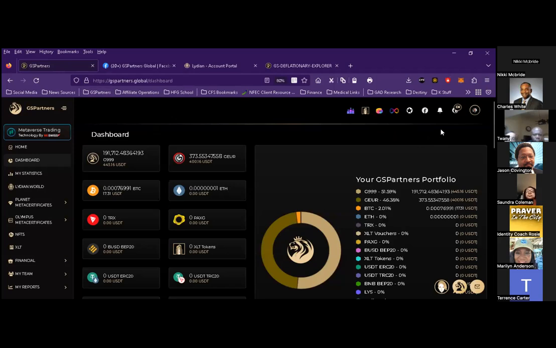Very important. Next to that is the notifications. I usually keep mine clean. If I click on there, I have no unread notifications. That allows me to see at a glance when I log in if something new happened with my account. It'll show up as a number here.